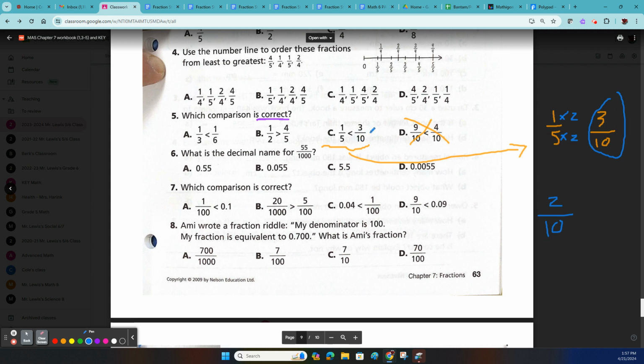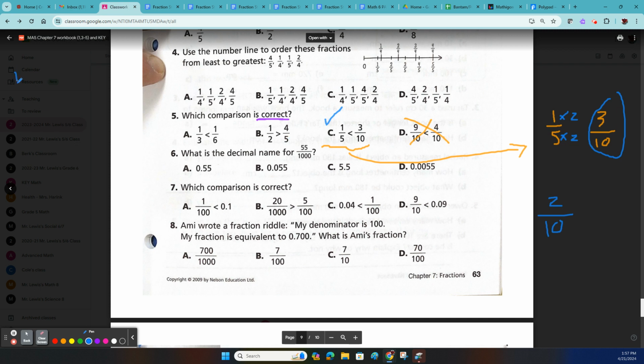This one's saying 3/10 is greater than 1/10. So this one could be correct. Just to be safe, I better check my other questions. Okay, look at B. Unlike fractions. They don't have the same denominator. So that makes them hard to compare.